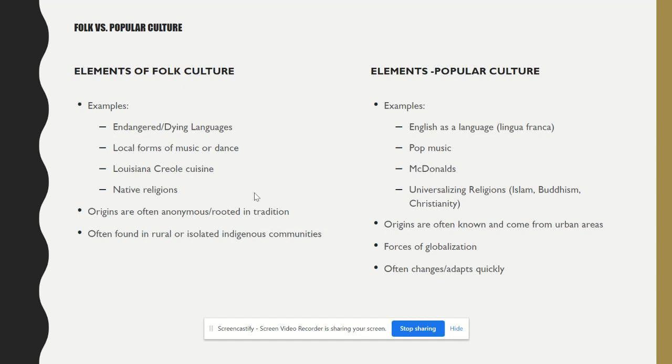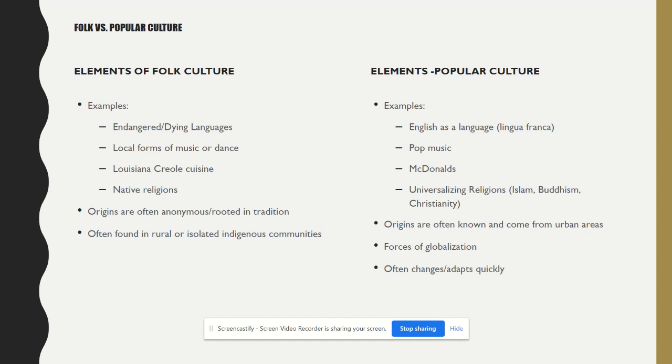So folk cultures are oftentimes more anonymous in terms of their origins or rooted in tradition, or sometimes blends of different cultures themselves, and more likely to be found in rural or isolated indigenous communities.